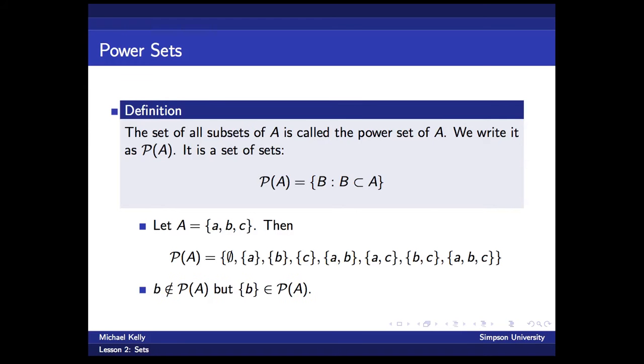You have to be a little cautious here. So b, little b, is not an element of the power set, because little b is not a subset of the set A. It's an element of the set A, but not a subset. But the set containing little b is an element of the power set of A, because the set containing little b is a subset of A, so it satisfies the rule.